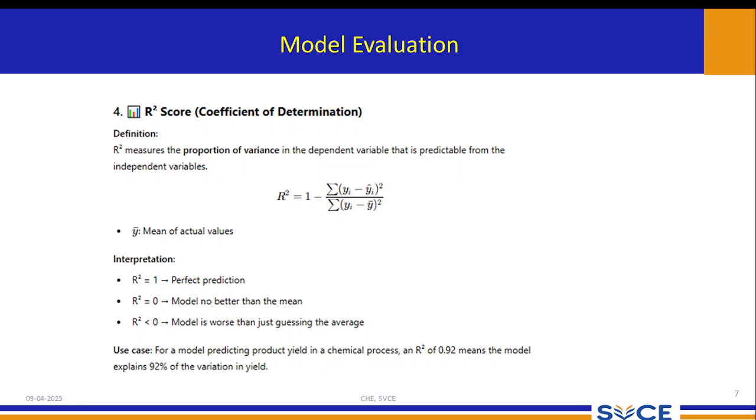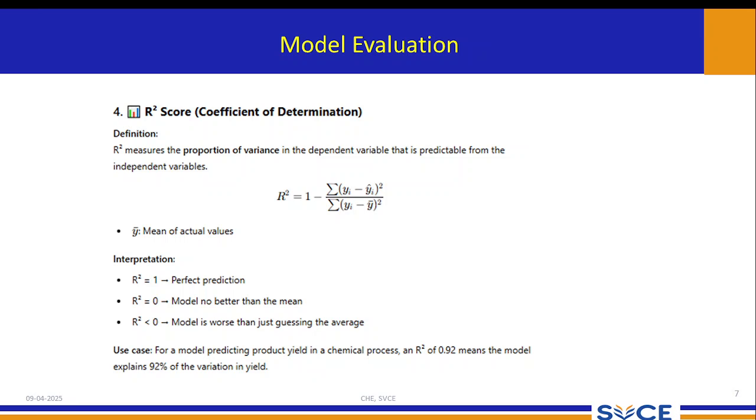The dependent variable is the output variable. For the independent variables, let's say you have temperature, pressure, concentration, the reactant concentration. Let's say the dependent variable is the yield. It is a function of the flow rate, reactant concentration, catalyst concentration, and so on and so forth.